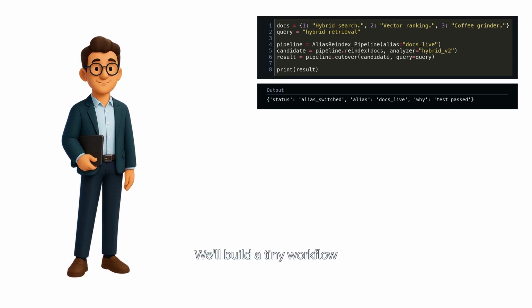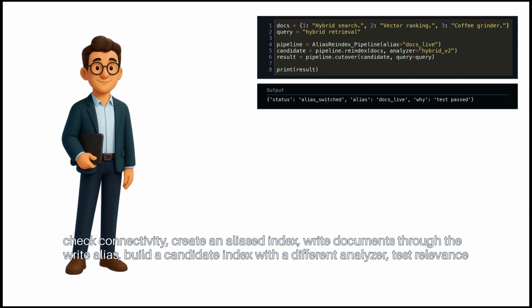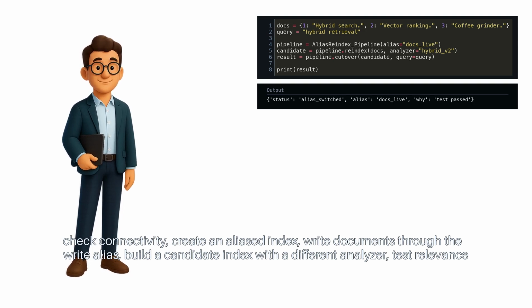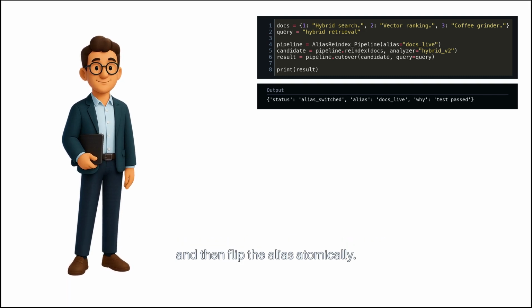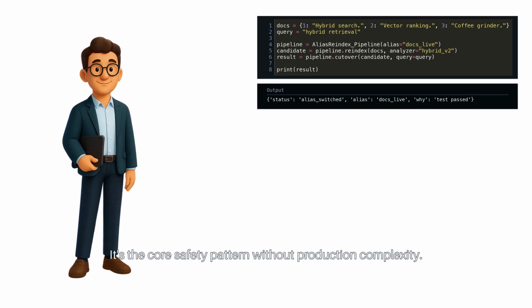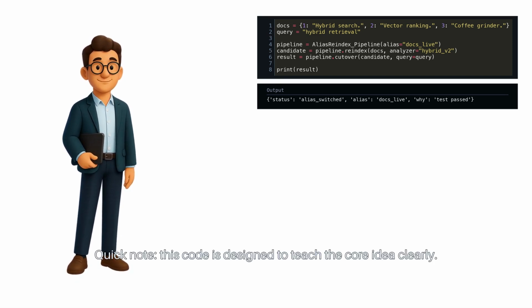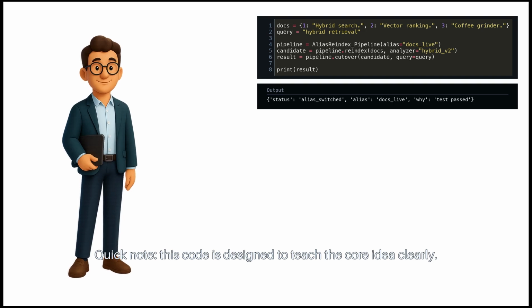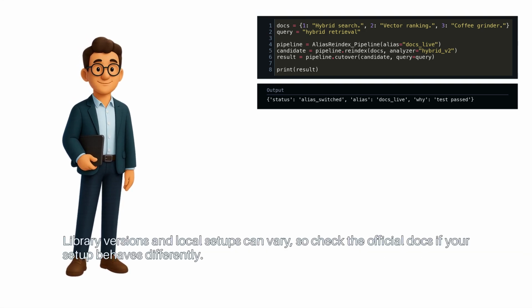We'll build a tiny workflow. Check connectivity, create an aliased index, write documents through the right alias, build a candidate index with a different analyzer, test relevance, and then flip the alias atomically. It's the core safety pattern without production complexity. Quick note: this code is designed to teach the core idea clearly. Library versions and local setups can vary, so check the official docs if your setup behaves differently.